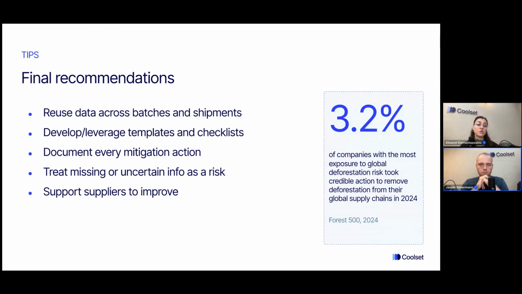Also, it is very important to document every mitigation action that you do. So all these examples we said about Choco Wonders, they will have to write them down, have documentation available, which is part of your audit trail if you're being asked to justify your actions on one order. Then, in case you have missing or uncertain information, please treat them as a non-negligible risk. As in the case of an audit, saying that you just couldn't find the information will not be enough.